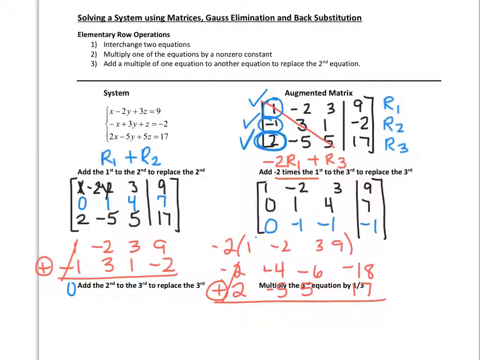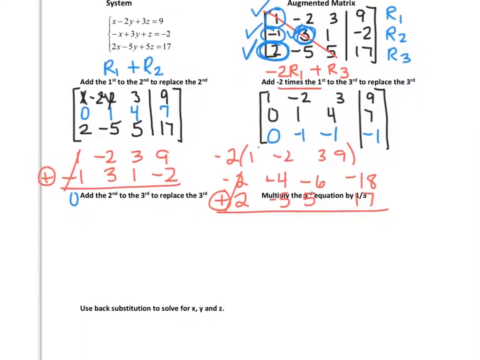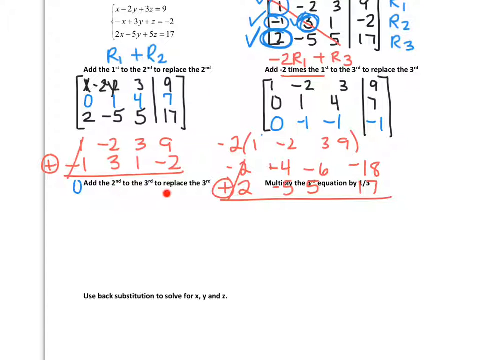Now I need to get this 3 to be a 1, and I think I did that through other terms. So this is a 1. So now my goal is to make this a 0. The only way to make this a 0 is if I added the second and the third equation together. So that's my next step. Add the second and the third equation. So I'm going to add row 2 plus row 3 to replace the third.